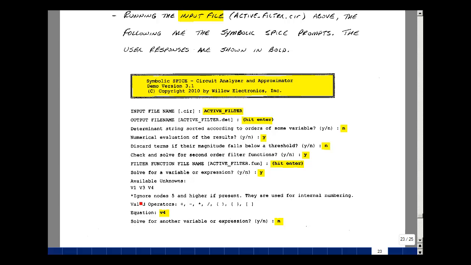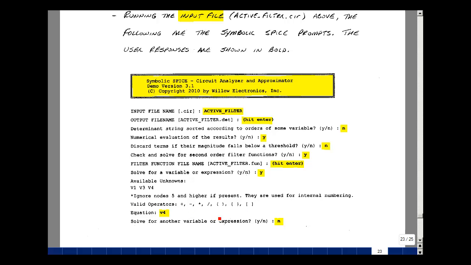It also tells you about ignoring nodes 5 and higher. They are used for internal numbering. In the particular example we're doing, it wasn't necessary to do that, but in some other circuits you'll find that there are node numbers that are higher than your highest node number, and we use that as an internal numbering scheme. You can also have mathematical operators on your voltages.